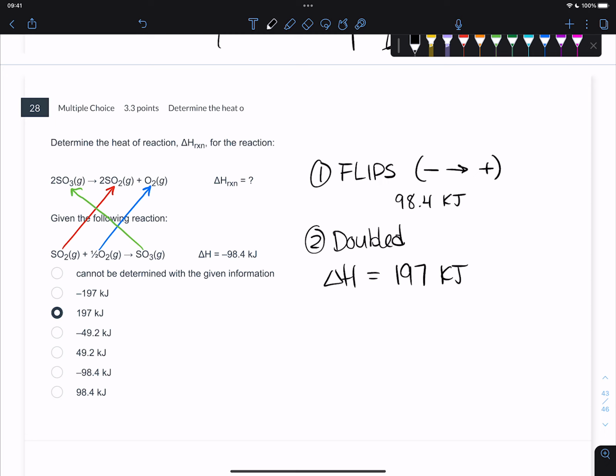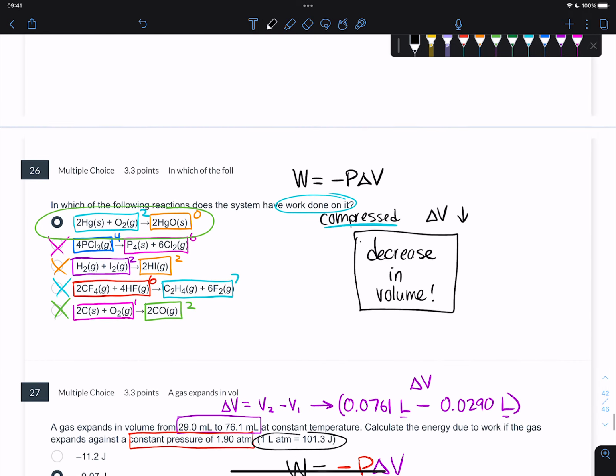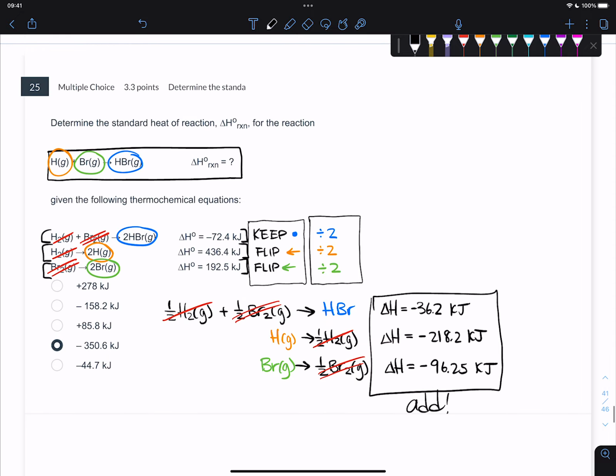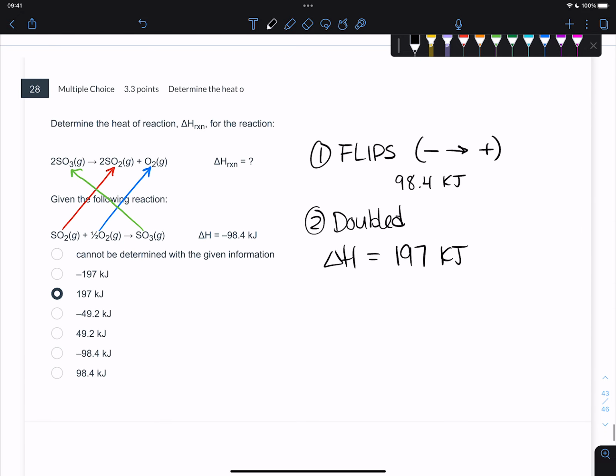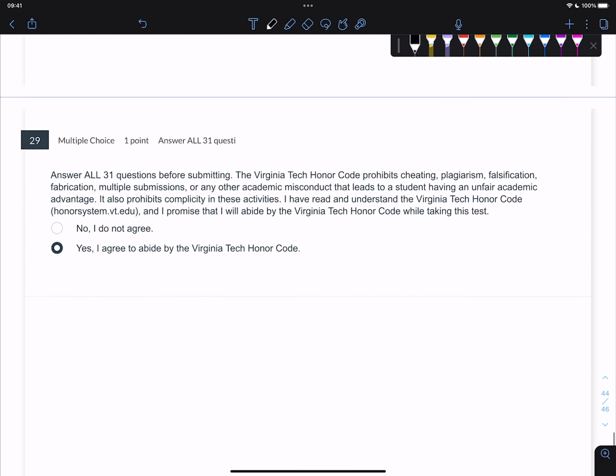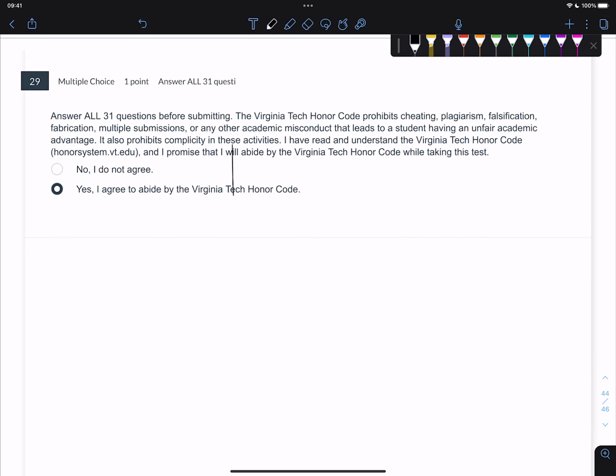So that's really just like Hess's law, but simpler, because you're just looking at one part and seeing if you can manipulate, flip and turn things. If you can do Hess's law like in 25, you should be able to do 28. It's simpler than that. 29, yes.